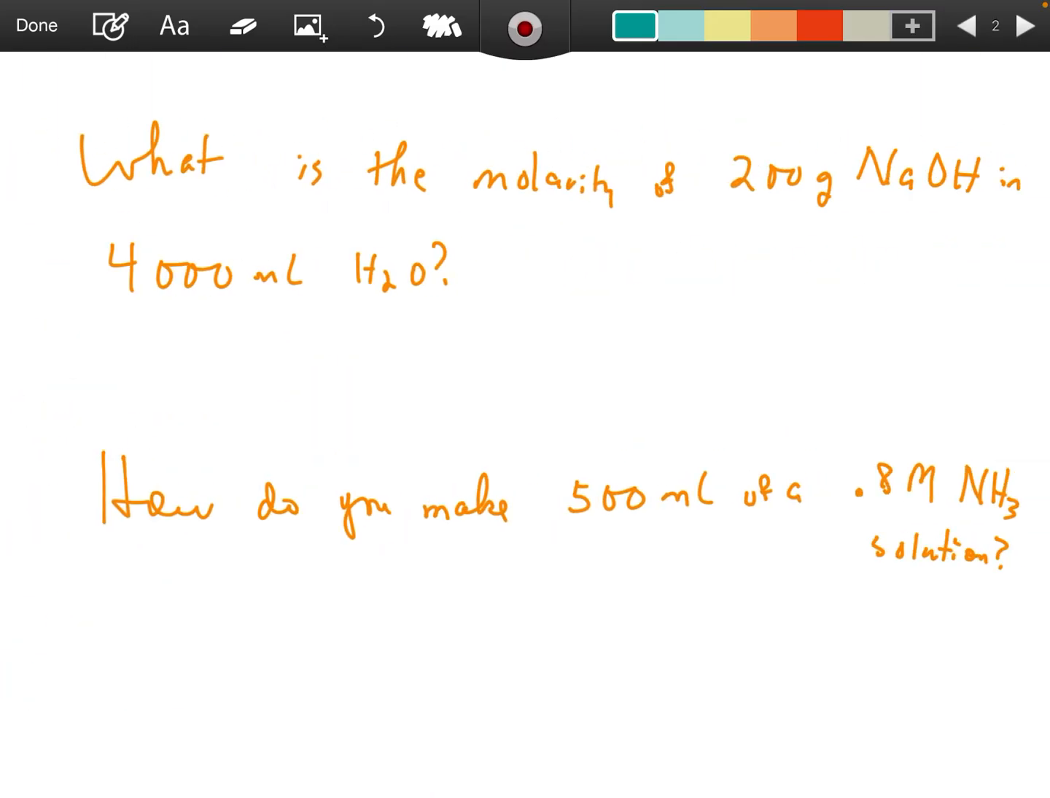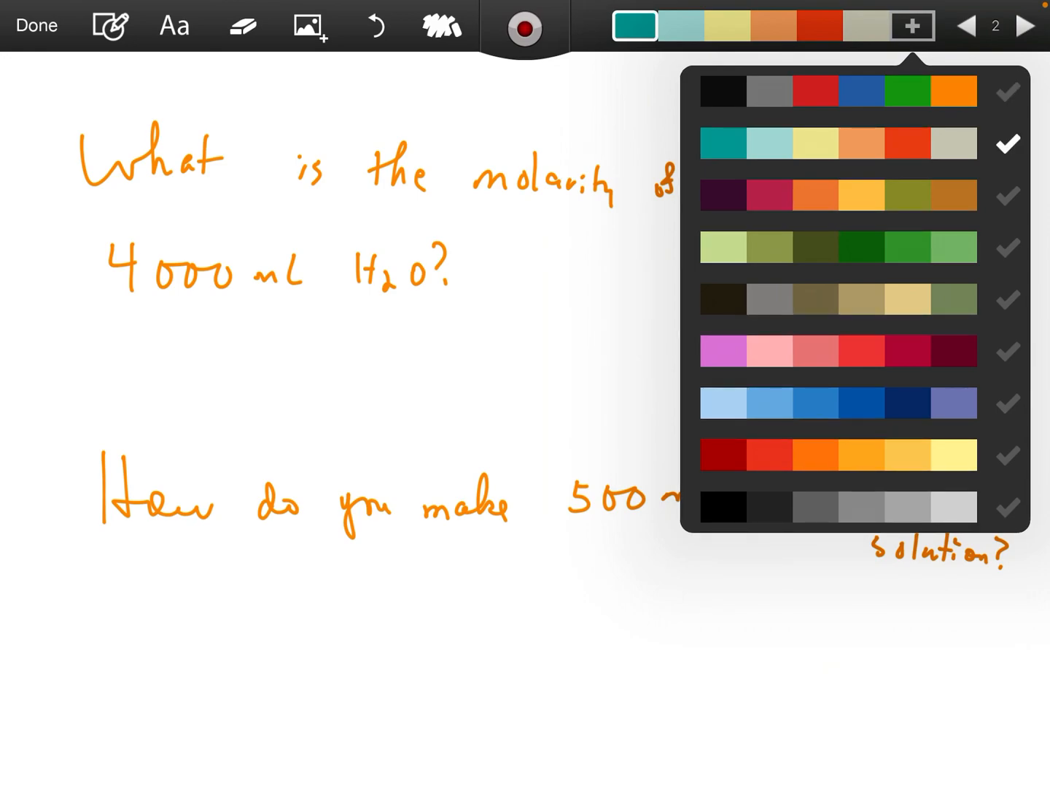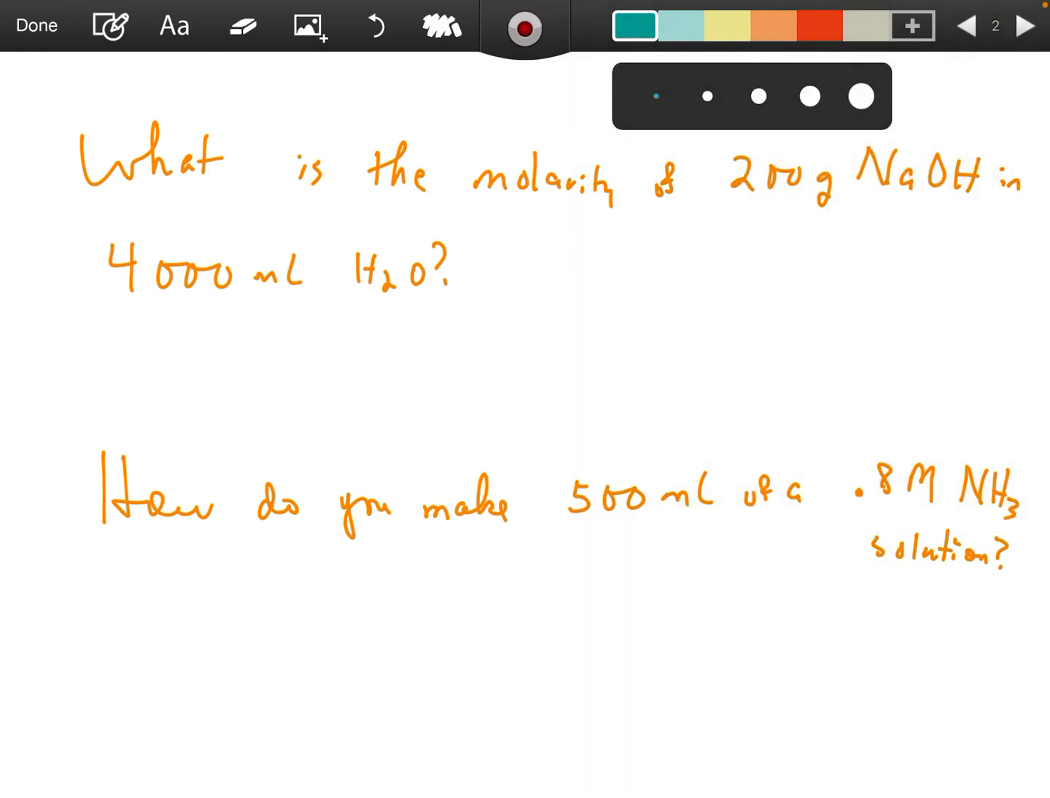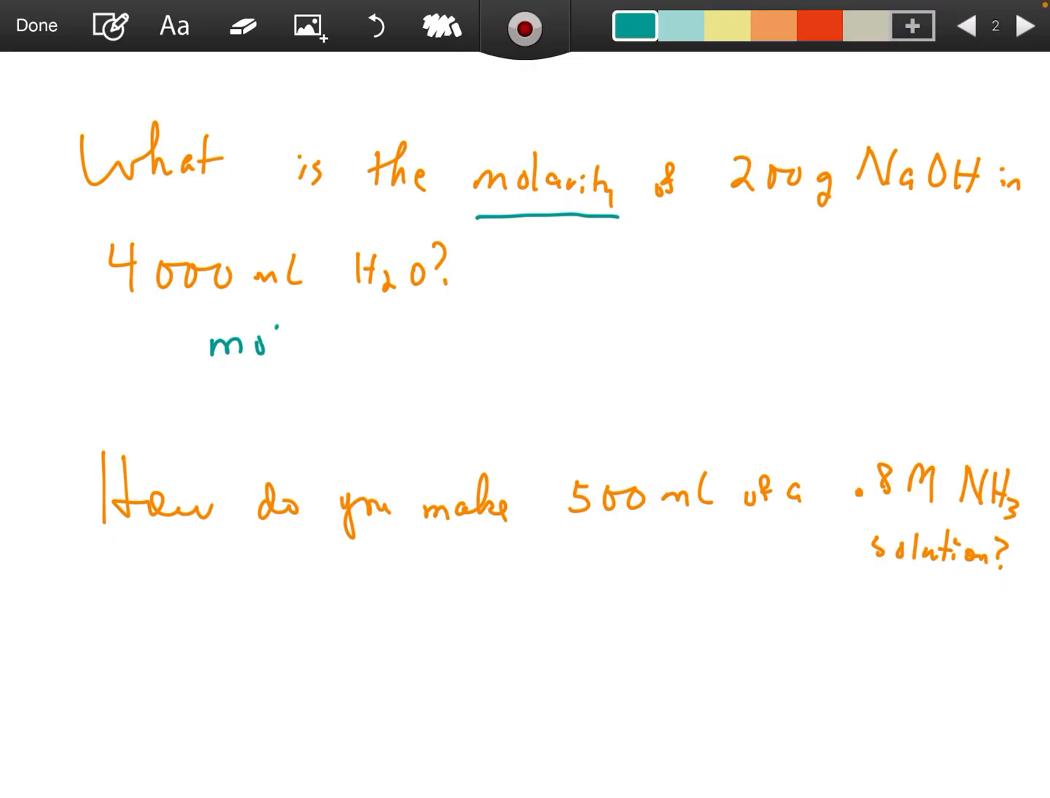Next, what is the molarity of 200 grams of sodium hydroxide in 4,000 mL of water? Now you would need the molar mass. The first thing you need to do is write down molarity. Molarity is moles over liters, and you really need to know that molarity means moles over liters. Now, you don't have the moles here, but you have to determine it. So I need the moles of this stuff, which means I'm going to need the molar mass.